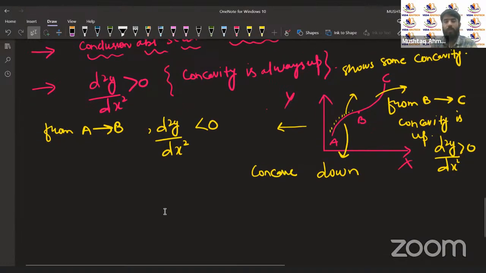And one more important conclusion is that if the second derivative of any curve is greater than 0, it's positive, its concavity will always be up. If its second derivative is negative, its concavity will be down.